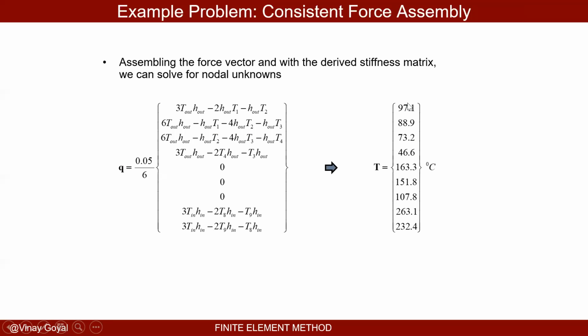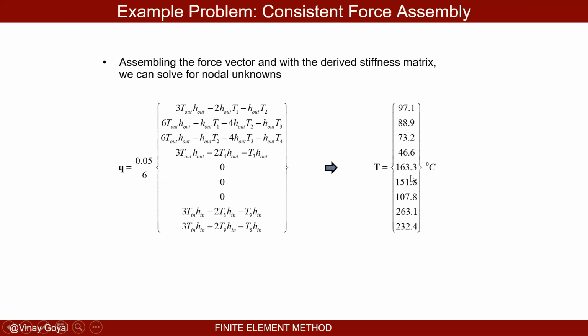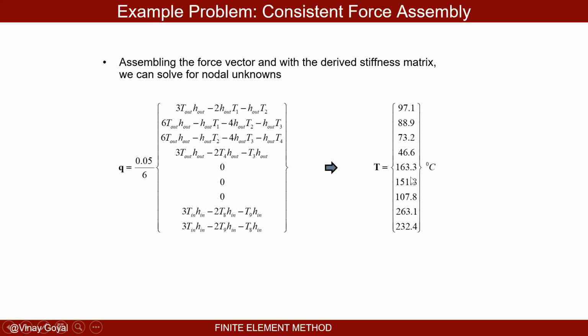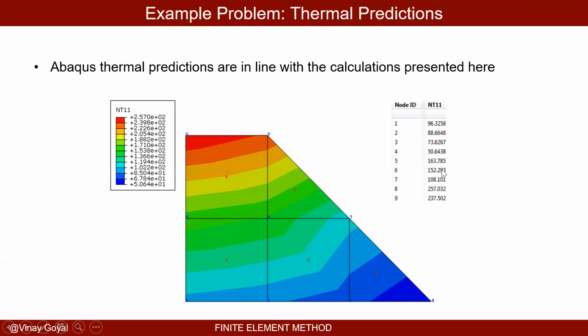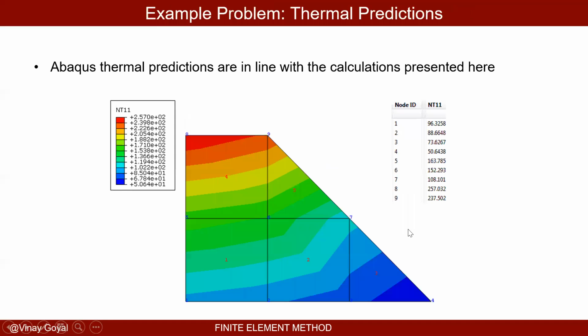I'll do a quick one. 97, 88, 73. 96, 88, 73, very close. 46, that's off. 163, 50, 163, very close though. 152, 107, 152, 108. 263, 232, 257, 237. Pretty close, not too bad.